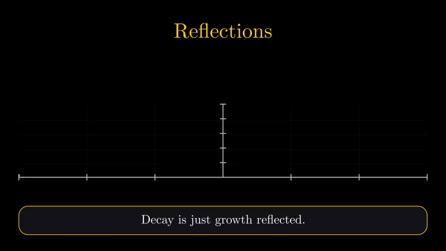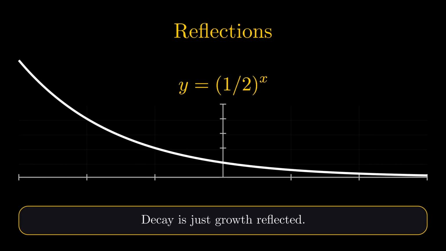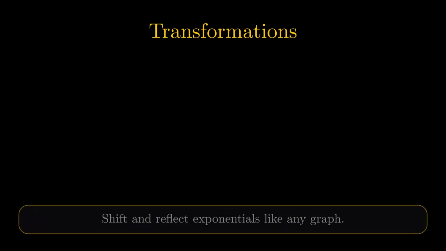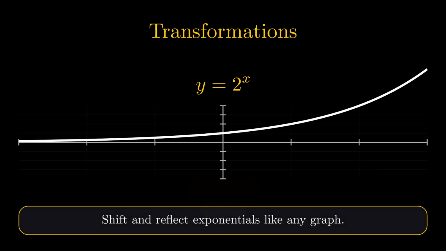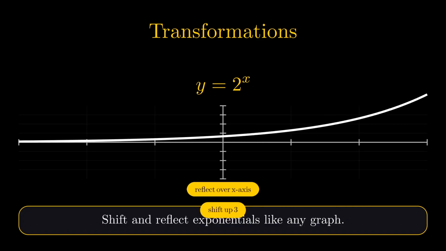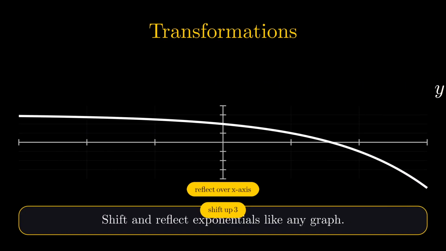Changing the base to 1/2 turns it into a decreasing curve. Same shape, different direction. Exponentials transform like any other graph. Reflect over the x-axis to make everything negative, then shift up to move the whole curve. Same rules as the function transformations chapter, just a new shape.